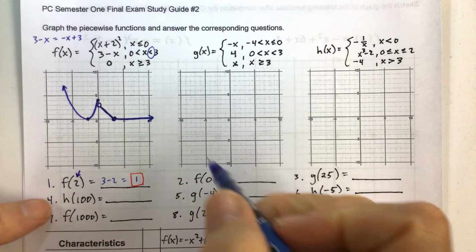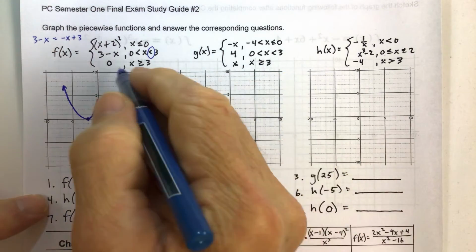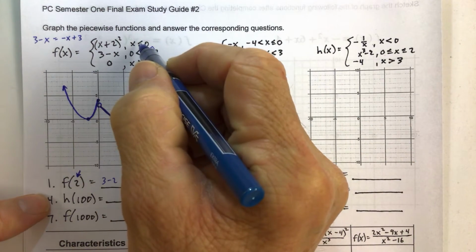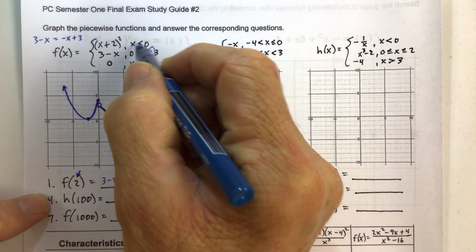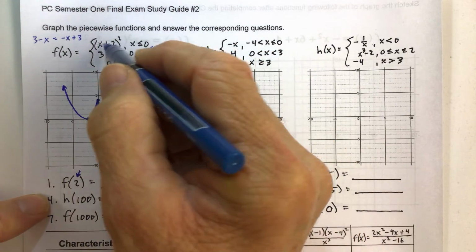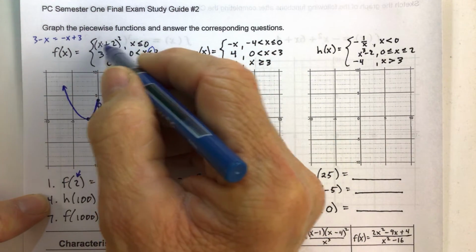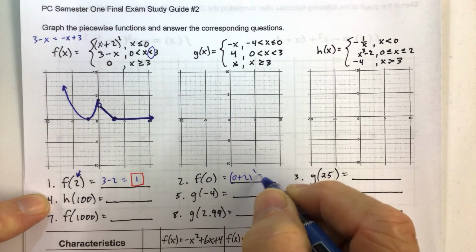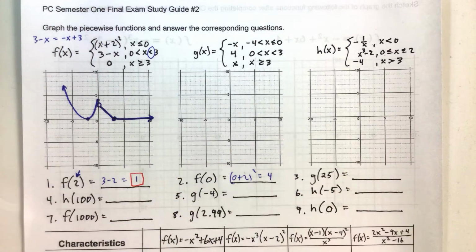f of 0. Now f of 0 is 4, because if x is less than or equal to 0, you replace x with 0 in the first piece. So 0 plus 2 squared. 0 plus 2 squared is 2 squared, or 4.